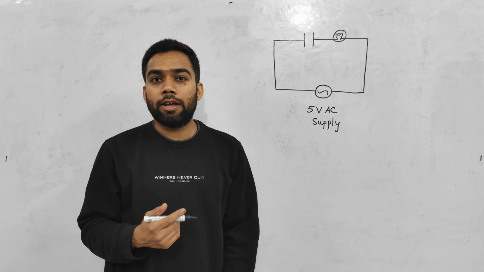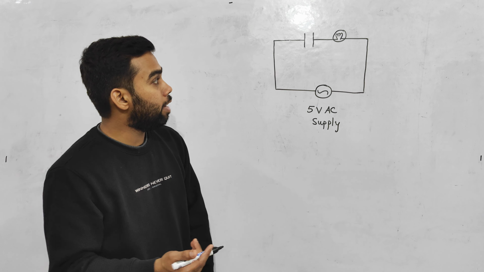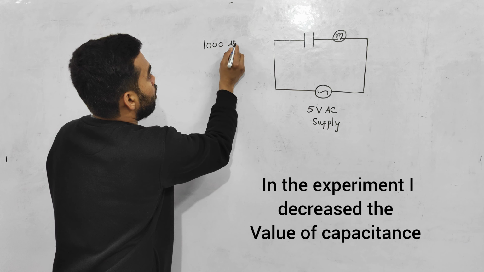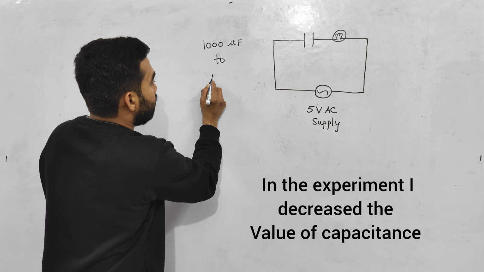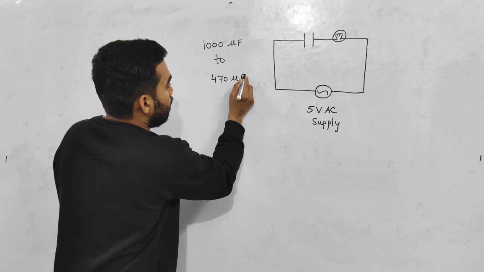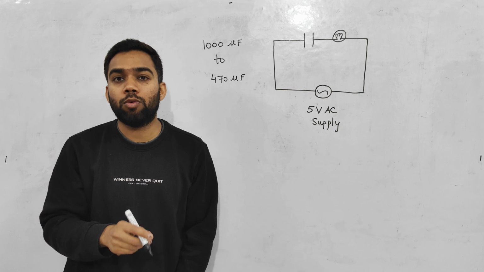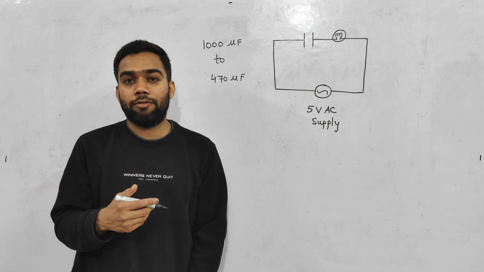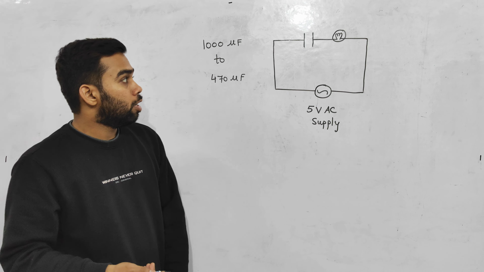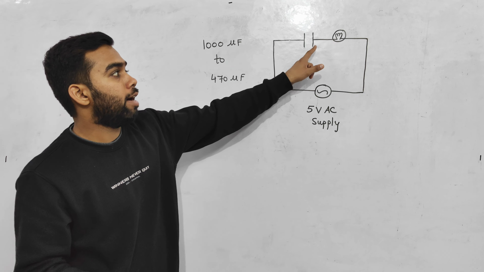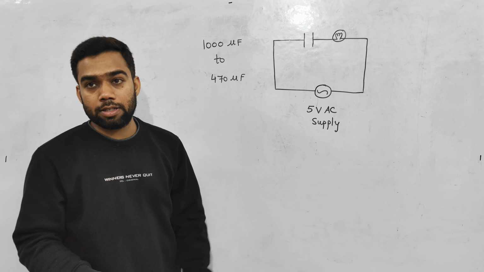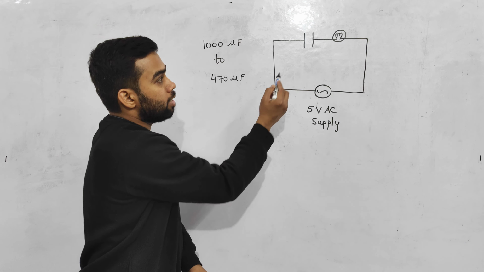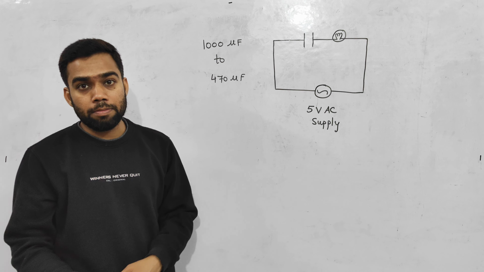So I'm sure you carefully observed in the experiment that when we change the value of capacitance from 1000 microfarad to 470 microfarad, the brightness of the LED goes down. Fine. Let's try to understand the reason why the brightness of the LED goes down. So this is a capacitor and an LED plus the connecting wires. Now we know very well that no wire has zero resistance. These wires have some resistance, and even my LED also has some resistance.